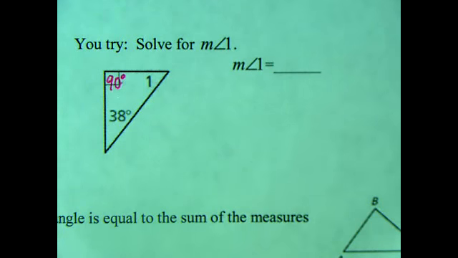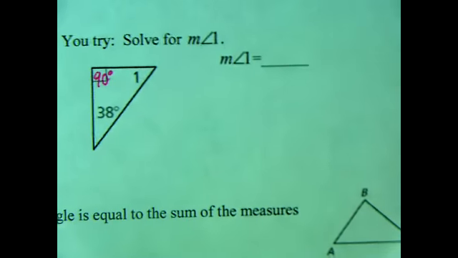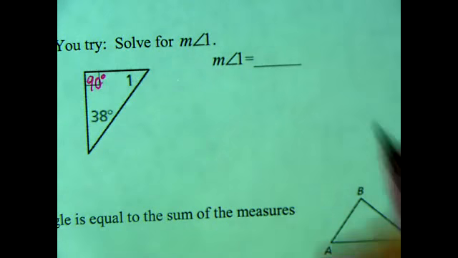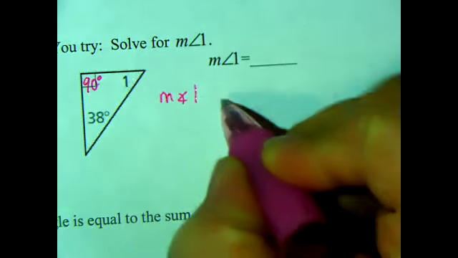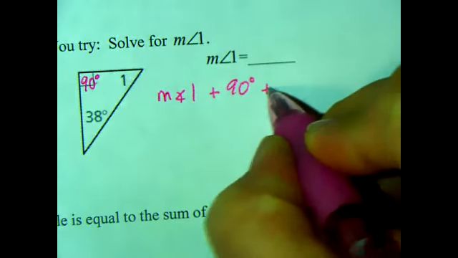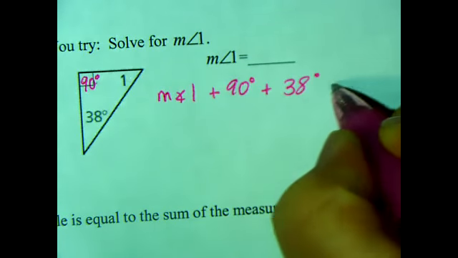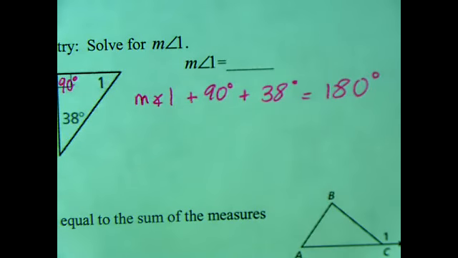Okay, so let's quickly check here. Hopefully you are able to set up your equation as such: measure of angle 1 plus 90 degrees plus 38 degrees is equal to 180 degrees.